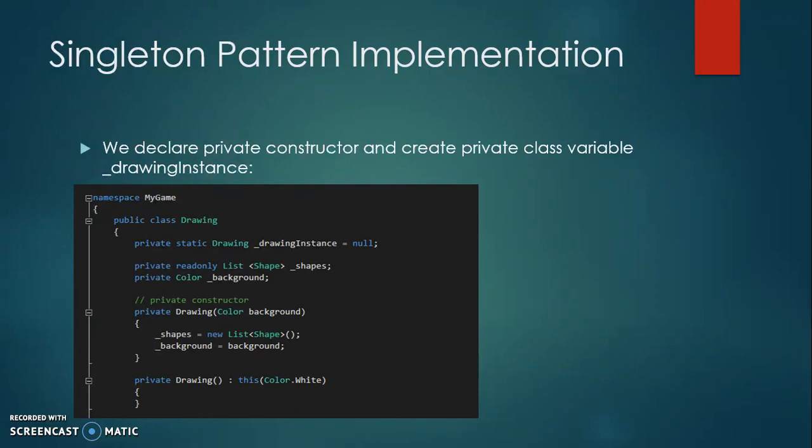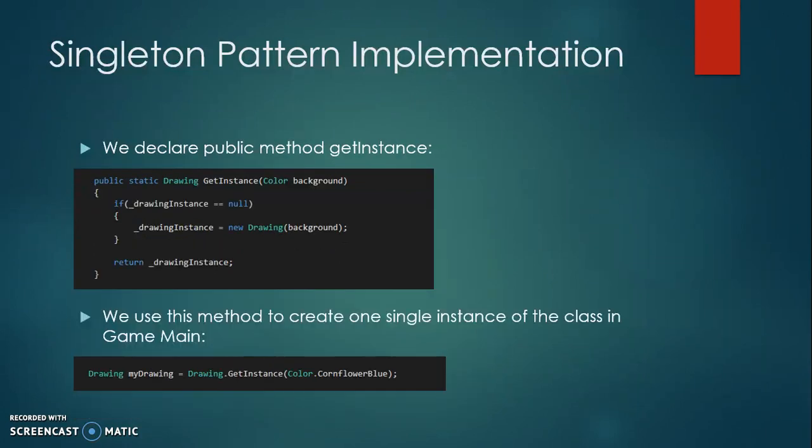So let's have a look how we can do this in our shape drawing program. We have a private constructor, so that's private Drawing. And we have a private class variable, drawingInstance, and at first we set it to null. And then we declare our public method getInstance. That public method checks if our drawingInstance is null. And if it's null, then we create a new Drawing. And we return that drawingInstance. And if it's not null, that means that we already have an instance of our class. So this logic ensures that only one instance of Drawing exists.